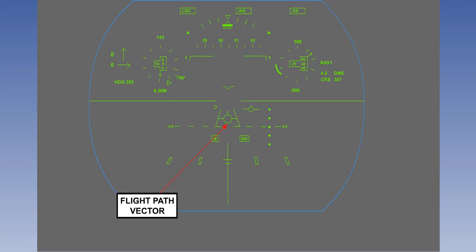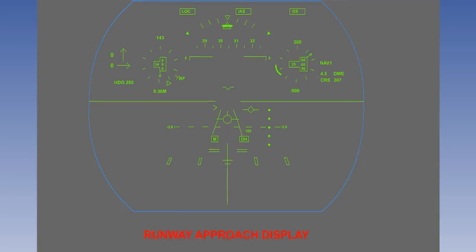The advantage of the flight path vector is that the pilot can fly the aircraft to put the symbol on the desired touchdown point, and the aircraft will fly there. This is quite unlike an attitude indicator. This calculation of flight path vector has only become possible recently, now that computer technology is used in modern instrumentation. The airport symbol changes to a runway symbol as the aircraft descends through 325 feet.